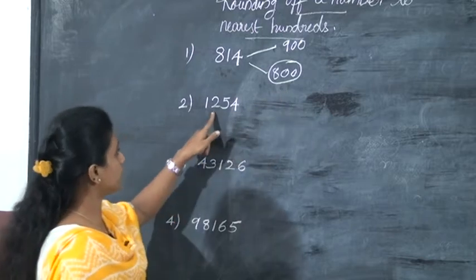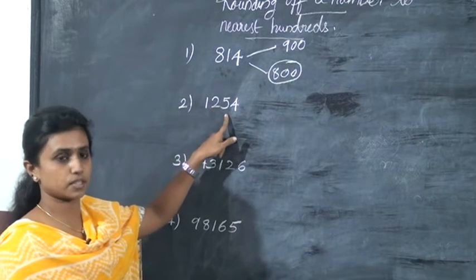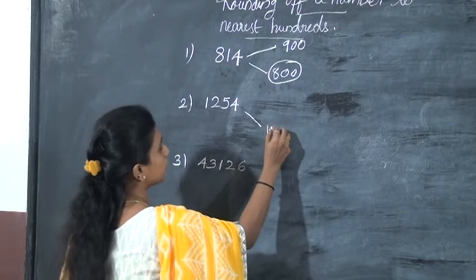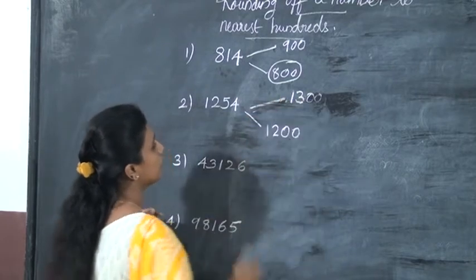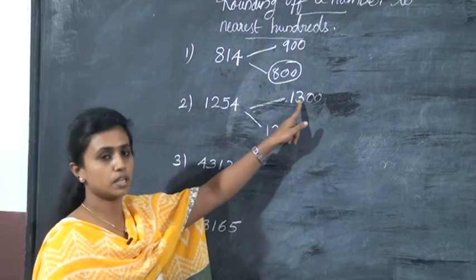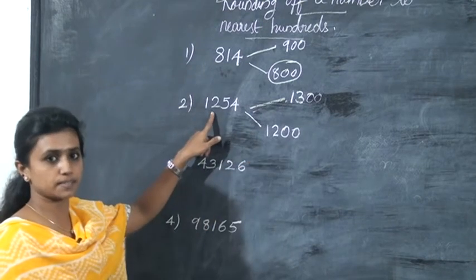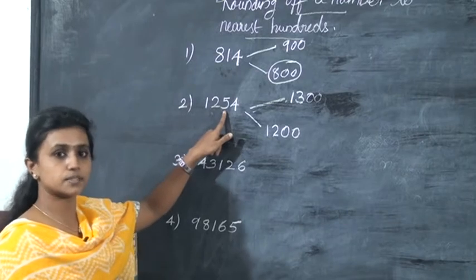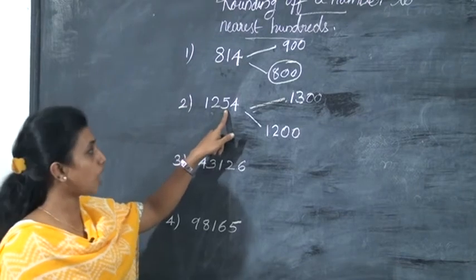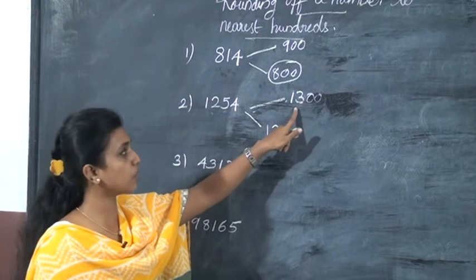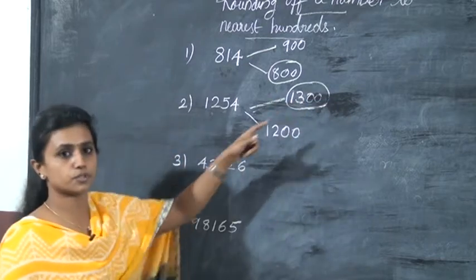Okay, now look at the second one. 1254 is the question. You want to round off this number to the nearest hundreds, and you know that this number lies between 1200 and 1300. Now which is the correct one? Just look at the digit at the hundreds place and the digit right next to it. It is 5. There is a rule: if it is 5 or more than 5, we round up to the nearest one. Okay, that is, 1300 is correct to the nearest hundreds. Round up to the nearest hundreds.